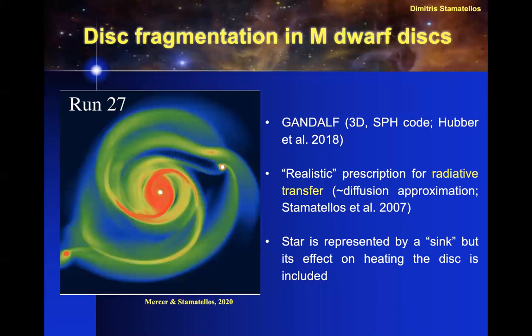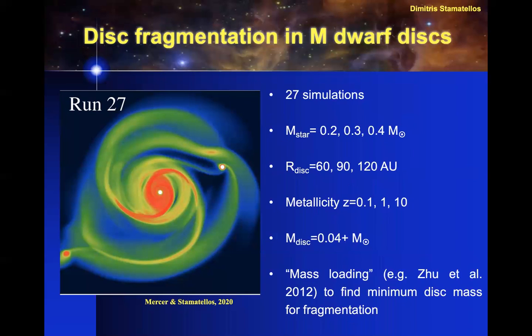So we decided to study the process of disk instability around M dwarfs by three-dimensional radiative hydrodynamic simulations. We performed 27 simulations in which we vary the mass of the star, the radius of the disk, and the disk metallicity. And we used the technique of mass loading, in which we started with a low mass disk and increased the mass gradually until fragmentation occurs. This is in order to match the inflow of material and the growing of the disk, inflow of material from the surrounding envelope.